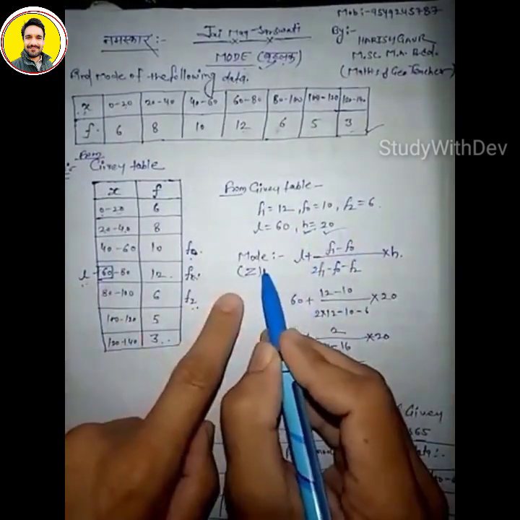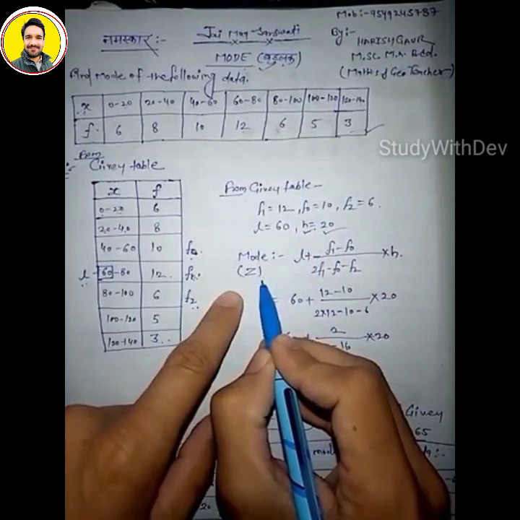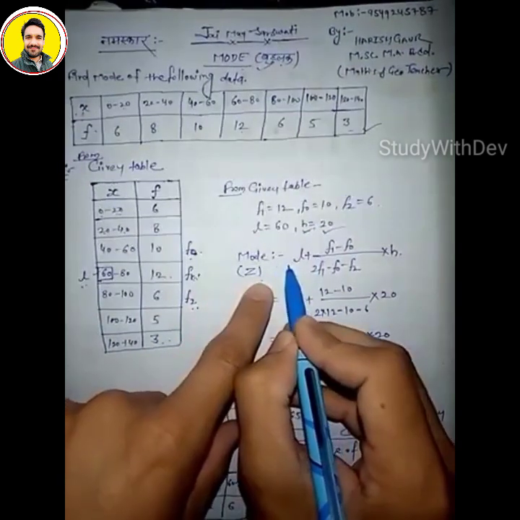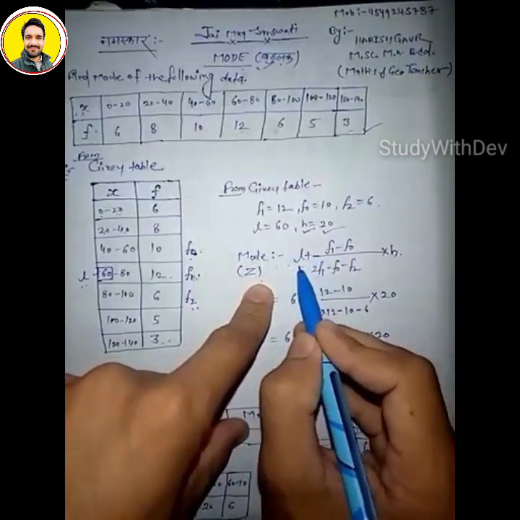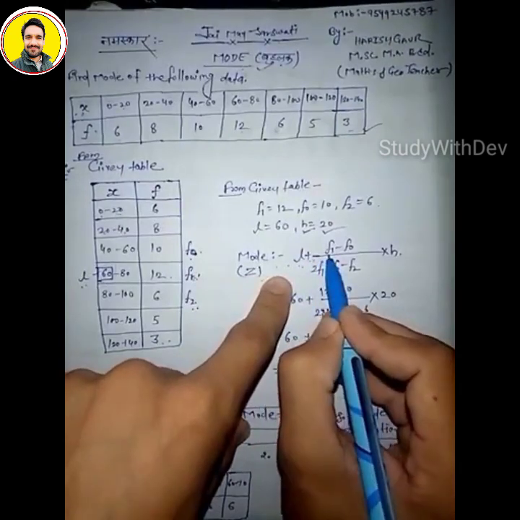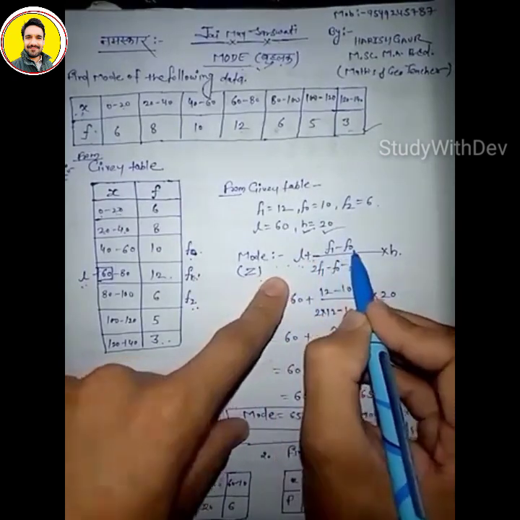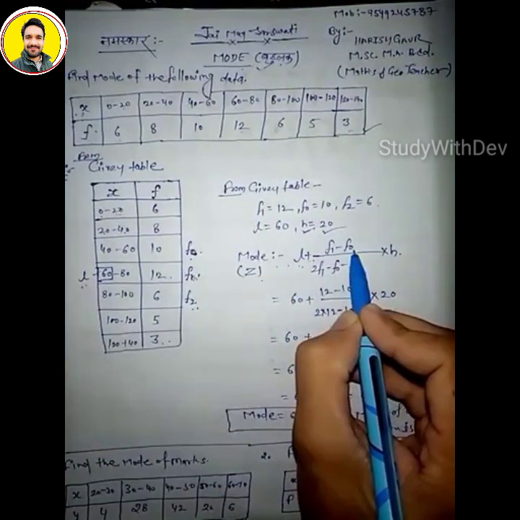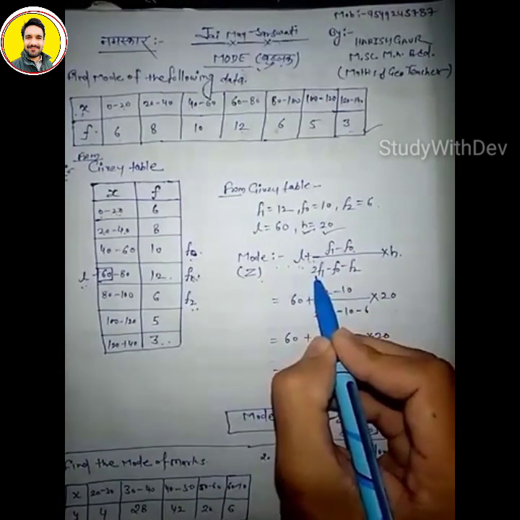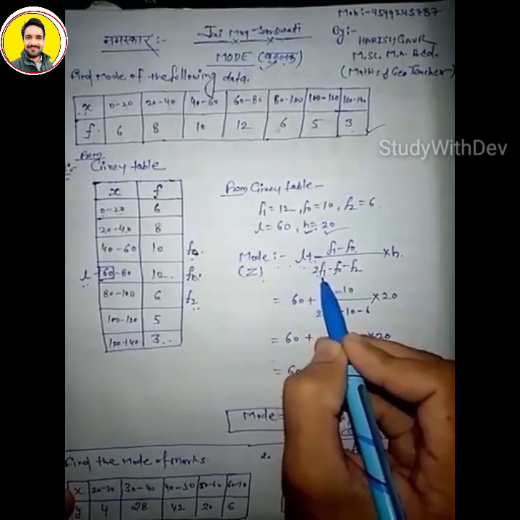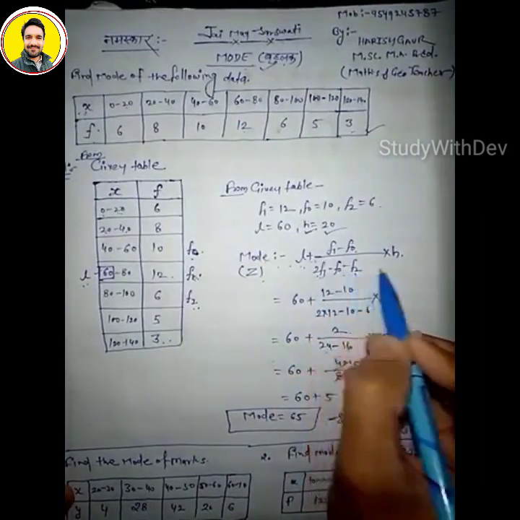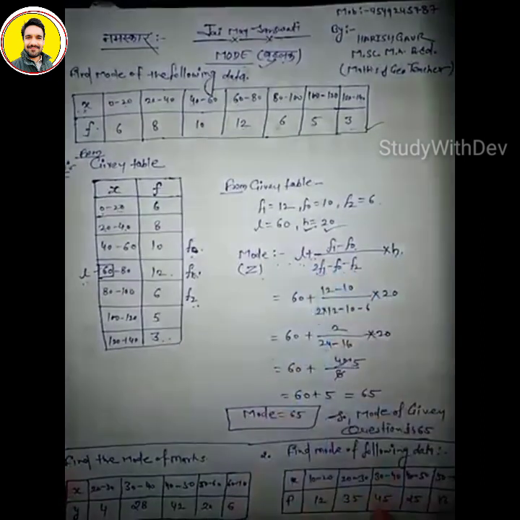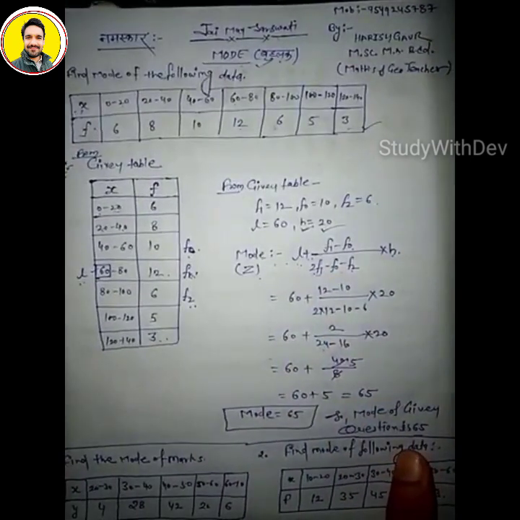Now what is the formula of mode? Denote mode by Z equal to L plus, that is, lower limit plus highest frequency of modal class minus frequency of the class below the modal class, divided by 2 F1 minus F0 minus F2, multiply H. It is your formula to find the mode.